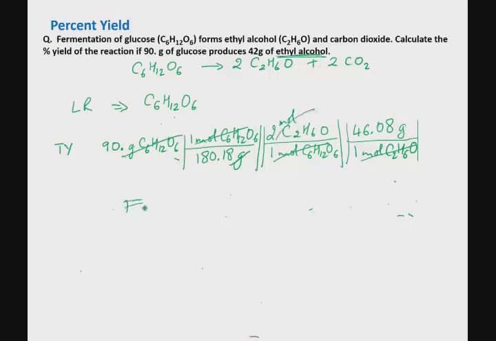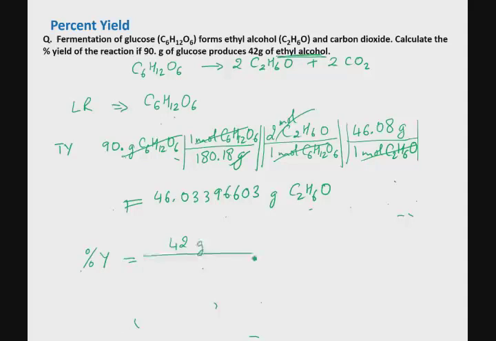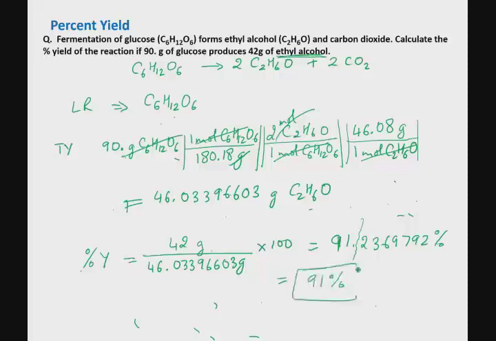When you do this calculation, you get an answer equal to 46.033966603 grams of C2H6O that can be produced. This is the theoretical yield. Therefore, percent yield will be actual yield, that is 42 grams that were actually created and isolated, divided by the theoretical yield, which is the maximum amount that could have been made, times 100. This gives us 91.2369792%, which needs to be rounded to two significant figures in this case, and therefore 91% yield.